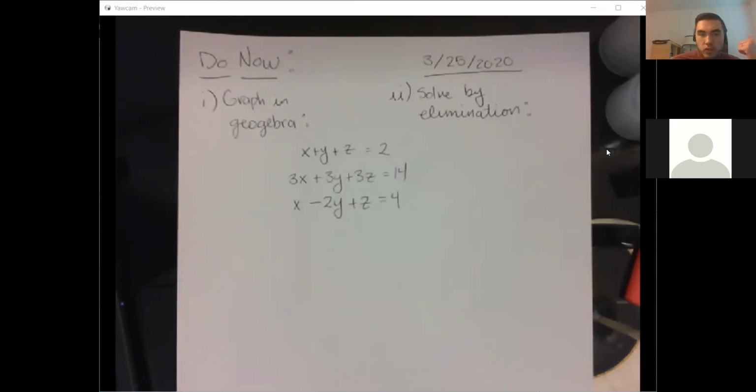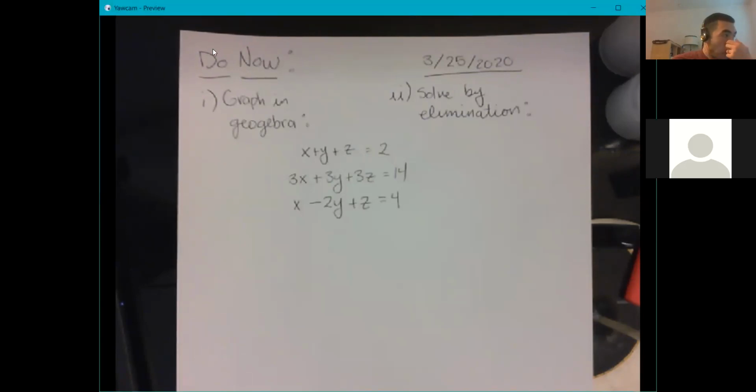Number one, graph it in GeoGebra in the 3D solver, just so that you can take a look at what these three equations represent. And then that should give you an idea of what kind of solution you are going to get, and then try and solve it by elimination. And then we'll go over it.